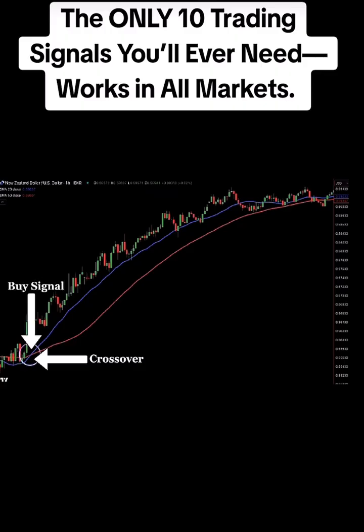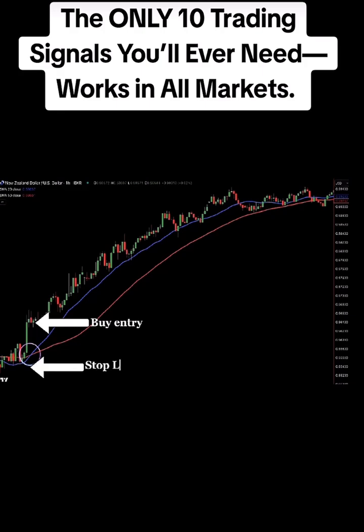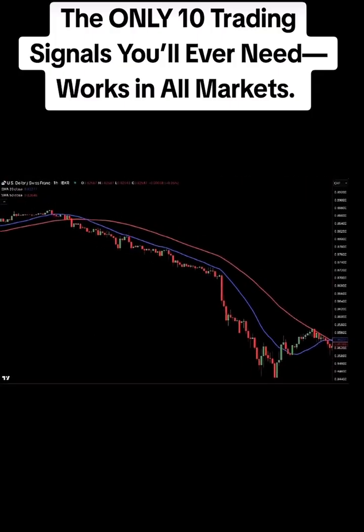In this case, the crossover happened right after a consolidation phase, and what followed was a strong bullish move. If you entered the trade after the crossover and placed your stop below the recent swing low, the risk-to-reward ratio was massive. This is the kind of setup that can tilt the odds in your favor. Now, let's move to the next example.